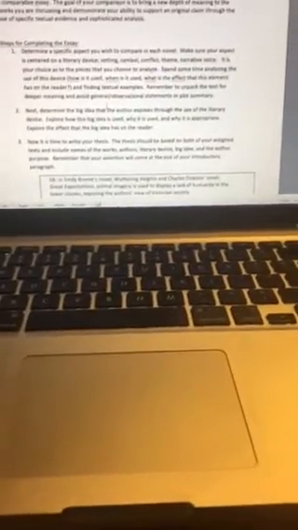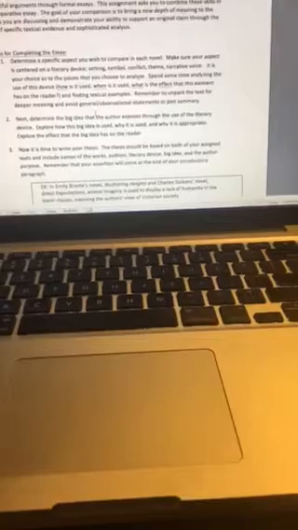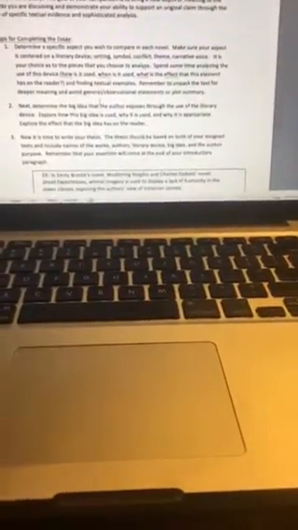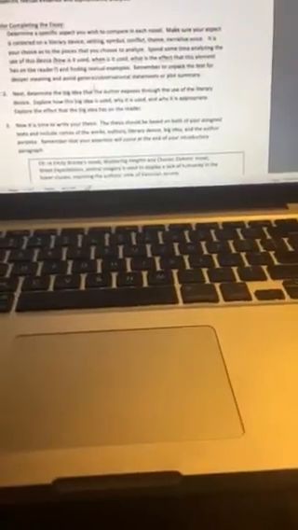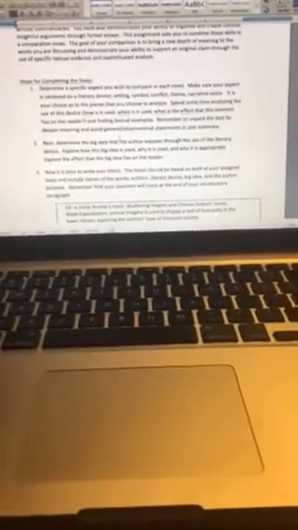So step 1 is to determine a specific aspect that you wish to compare in each novel. Now, you're not writing on all 5 novels. You're going to choose 2, and they could be any 2 that you wish. And I will tell you this, when my White Day students began looking at these novels, so many of them were like, oh my God, I'm not writing on Jane Eyre, I'm not writing on Jane Eyre. Well, guess what? A lot of them are writing on Jane Eyre because there's some good stuff there. There's a lot of connections that can be made.